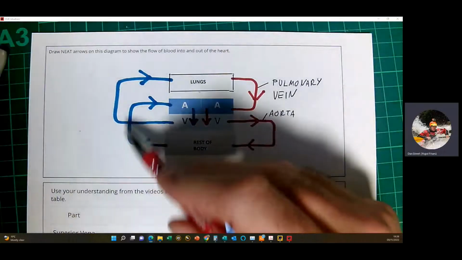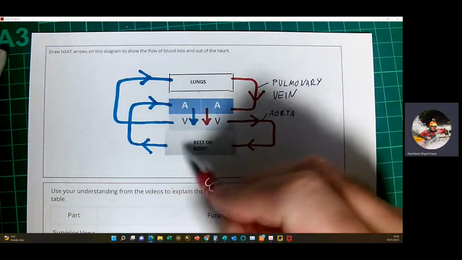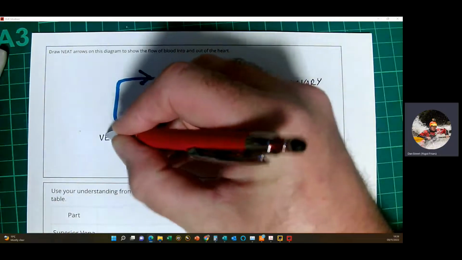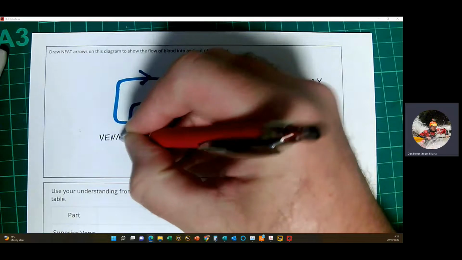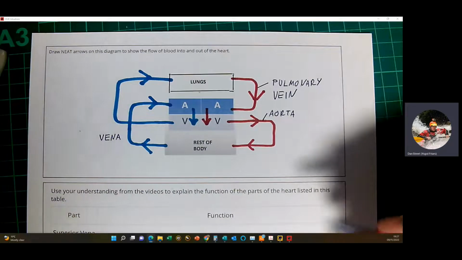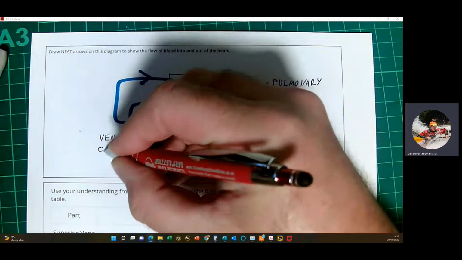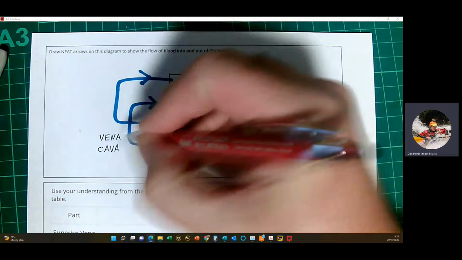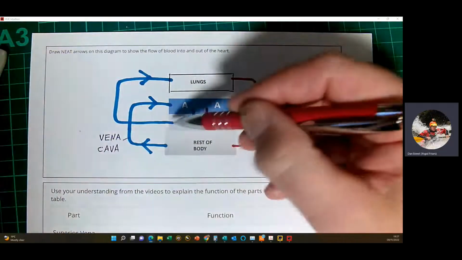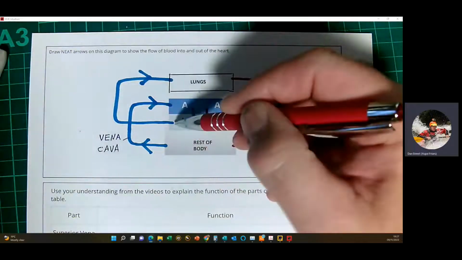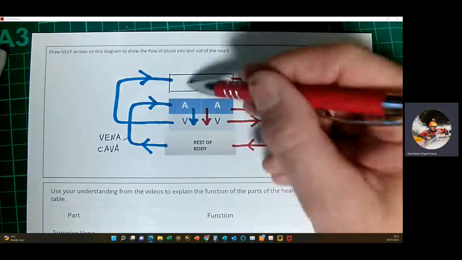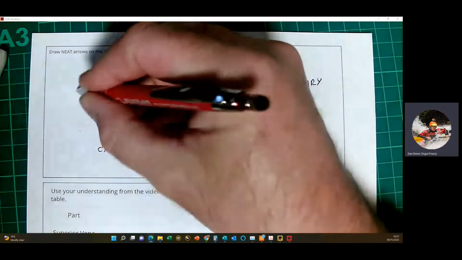This blood vessel here, going back from the rest of the body into the heart, is the vena cava. We saw previously that there is the superior, which is from the top of the body, and the inferior, which is from the lower body, vena cava. But in this simplified diagram, we've only got the one. Okay, so that's the vena cava. And then this blood vessel here is going from the heart. It takes blood away from the heart, so it's an artery, but it's got deoxygenated blood in it going to the lungs. So this is the pulmonary artery.